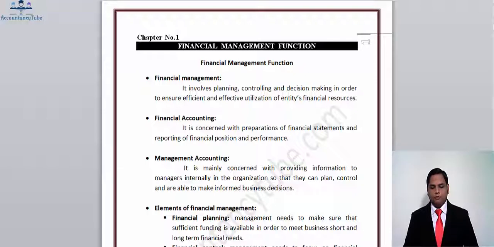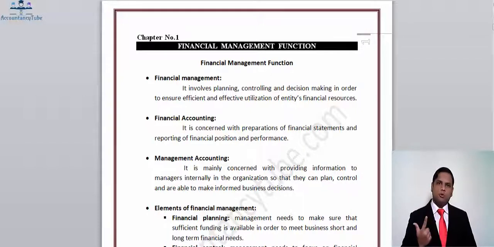Financial management involves planning, controlling, and decision making in order to ensure efficient and effective utilization of entities' financial resources. Now, from that definition, we can clearly establish that financial management will be equipping us as financial managers with techniques and tools related to planning, controlling, and decision making. For what? Now, question arises, for what? Well, for the efficient use of financial resources.